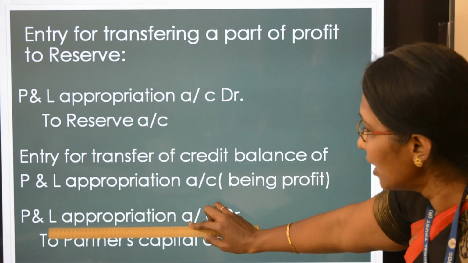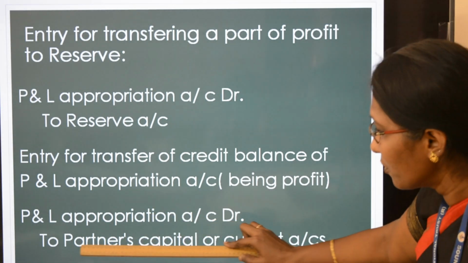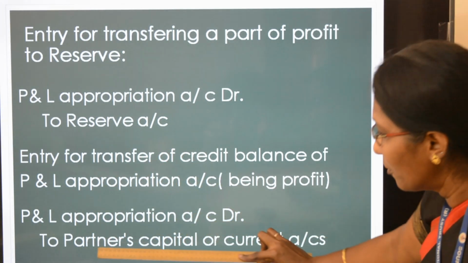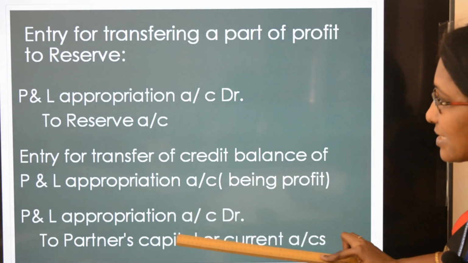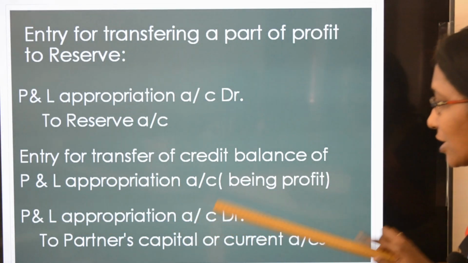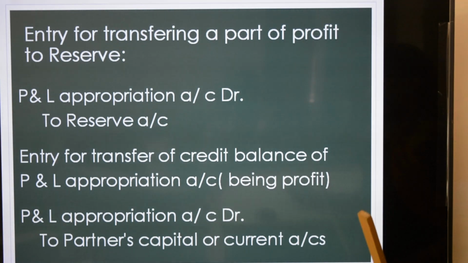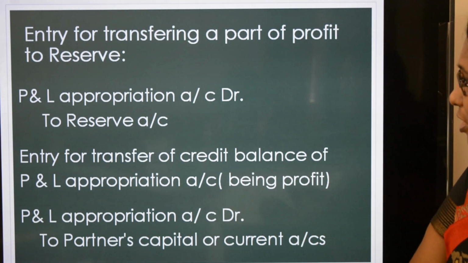In the P&L appropriation account, we enter this on the debit side. In partners' capital or current account, we enter this as P&L appropriation account on the credit side. So these are the journals.